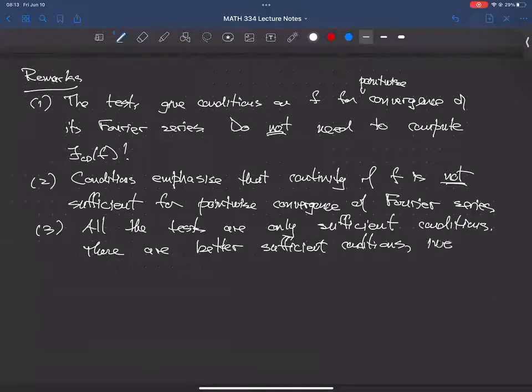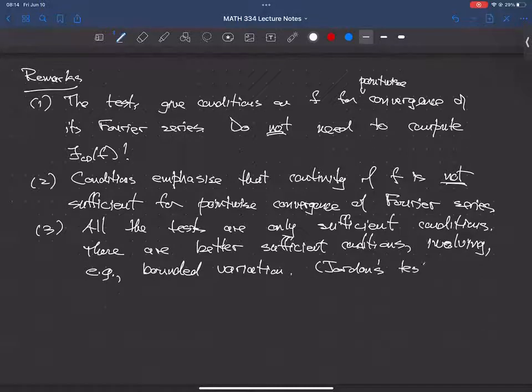Okay, involving, for example, what's known as bounded variation. There's a simple test here, if you want to Google it, known as Jordan's test, which gives conditions for pointwise convergence involving what's known as the variation of a signal. Okay. All right, good. So that's pointwise convergence of Fourier series. Next time we will talk about uniform convergence of Fourier series.